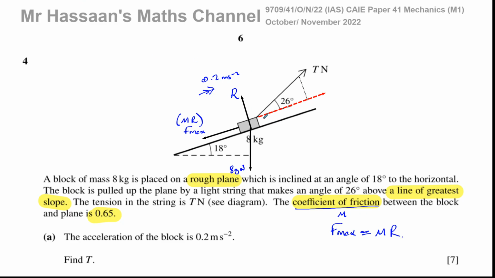If I want to consider the forces acting parallel to the plane, then I'm looking at this, which is the adjacent side, so I'm going to use cosine. The easy way of thinking about this is that when you have to go into the angle given, you always use cosine. So this is going to be T times the cosine of 26 degrees.